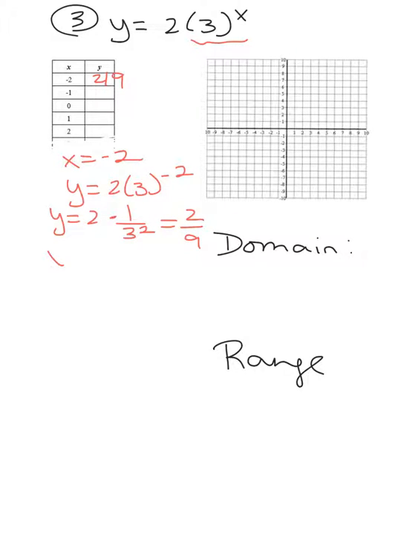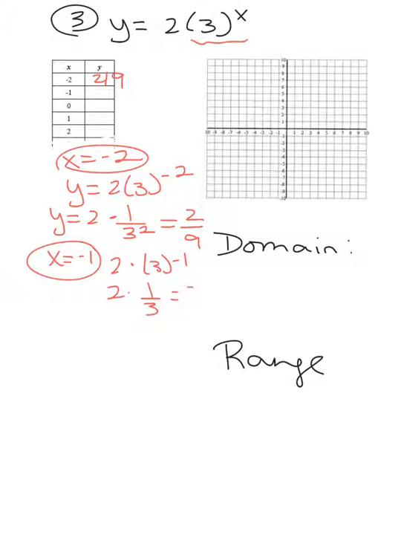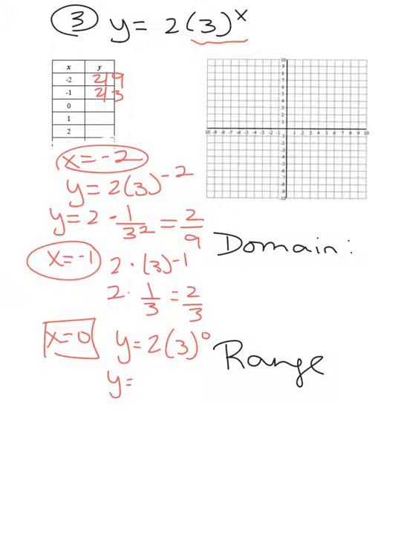I'll do the same thing when x is equal to negative 1. So I have 2 times 3 to the negative 1 power, so that gives me 2 times 1 over 3. So that's 2/3. Now again, I have to be careful when x is equal to 0. So I have y is equal to 2 times 3 to the 0 power. Now remember, 3 to the 0 power is 1. So I'm going to take 2 times 1, so that value is going to be 2.